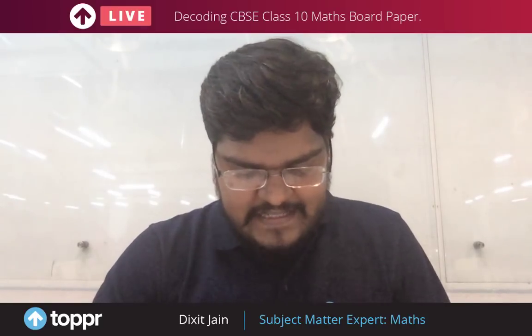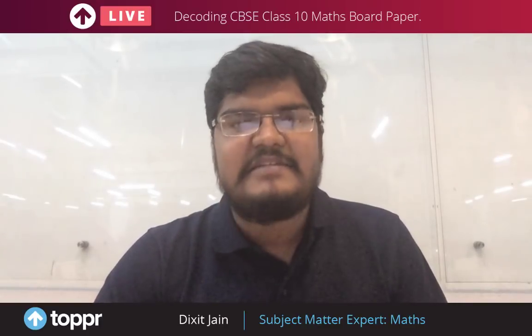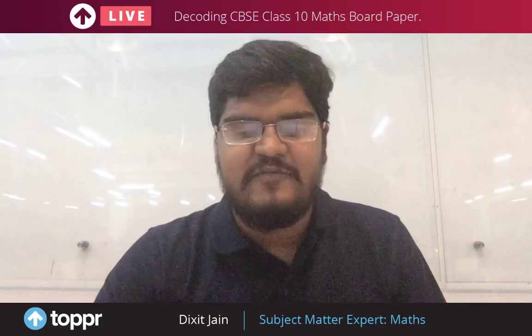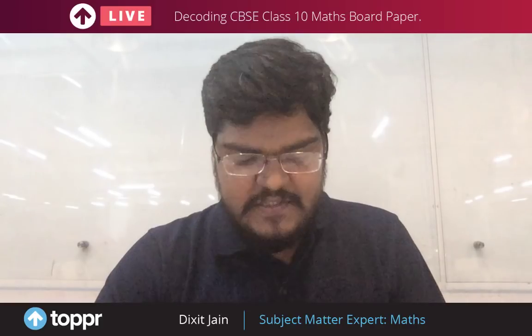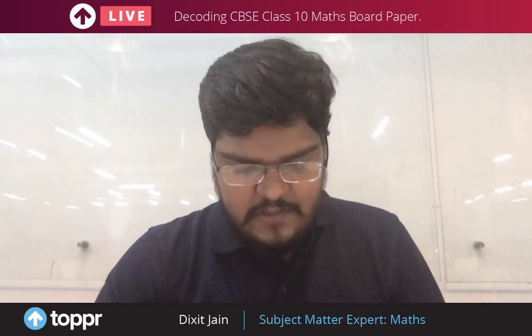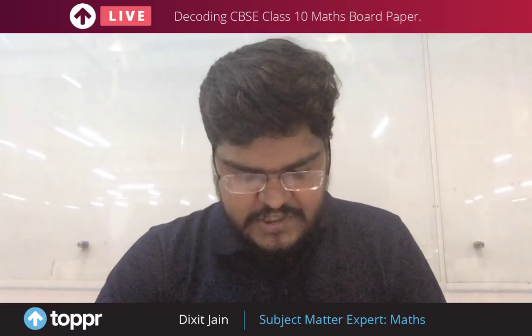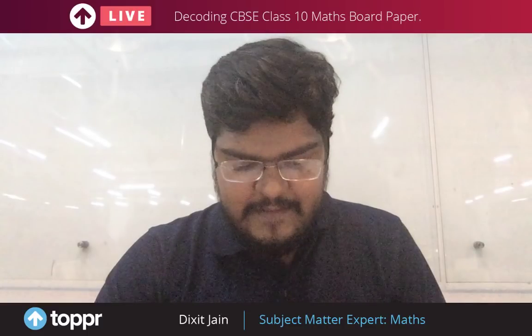Now we have to find the distance of a point x comma y from the origin. The answer is very simple. It's square root of x square plus y square, because origin is 0, 0 and the point given to us is x comma y. Fourth one: if x is equal to 3 is a root of the quadratic equation x square minus 2kx minus 6 equal to 0, then we have to find the value of k.